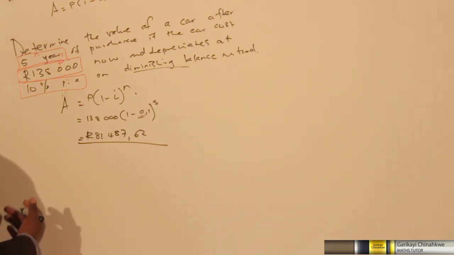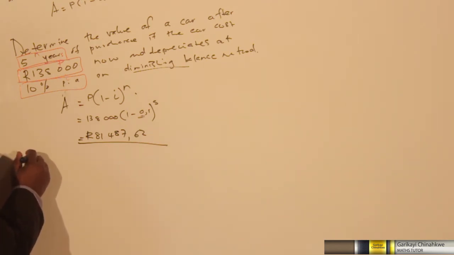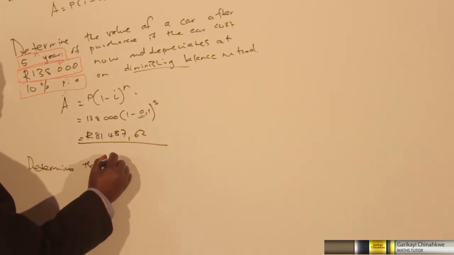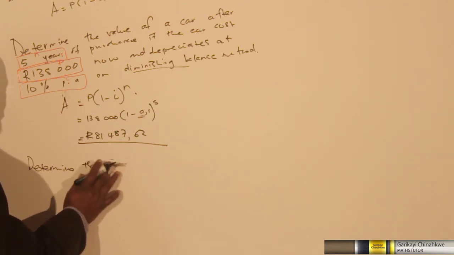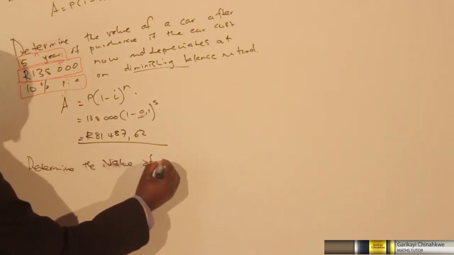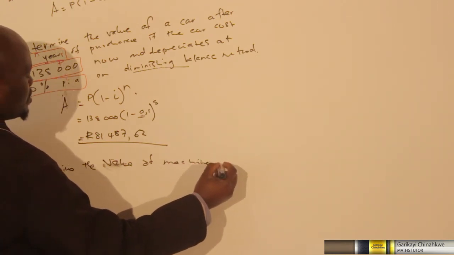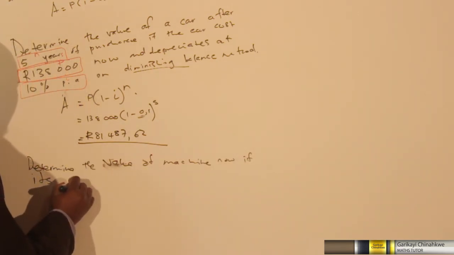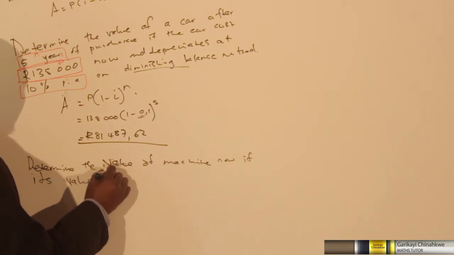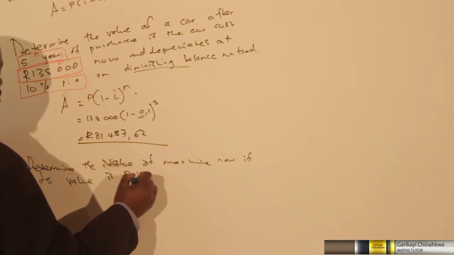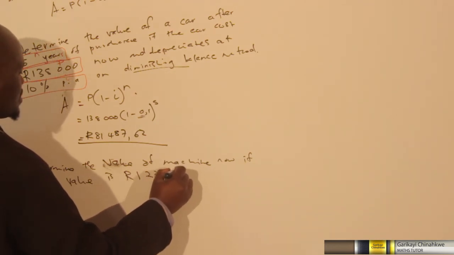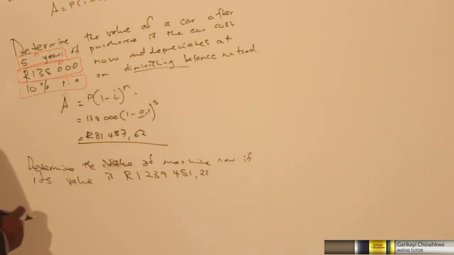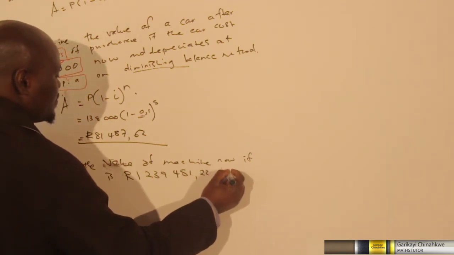Let me just give you a question on the straight line method. Determine the value of a machine now, if its value is 1,239,451 rands, 22 cents in 4 years' time.